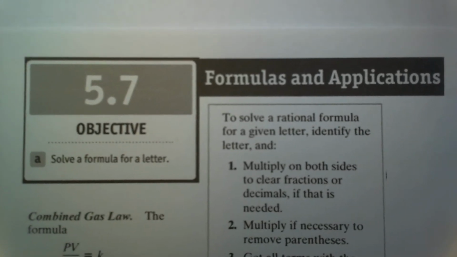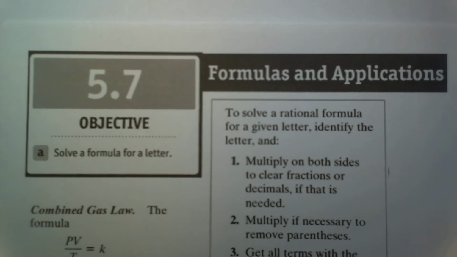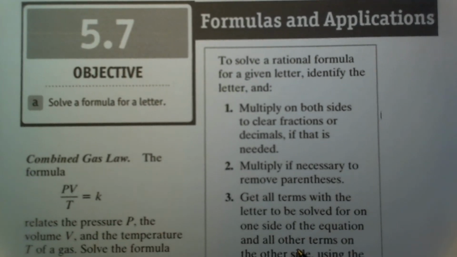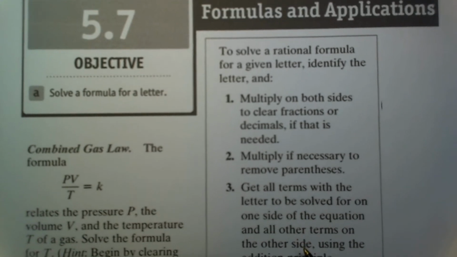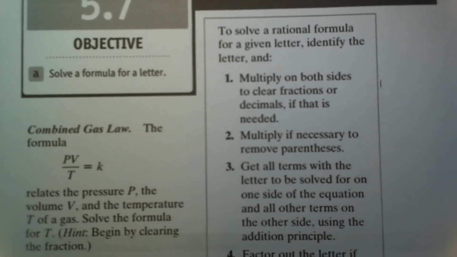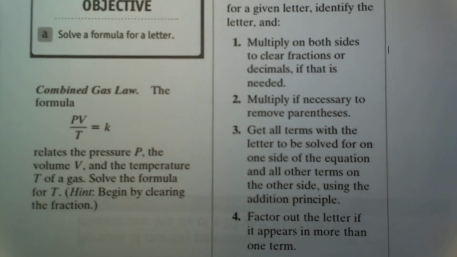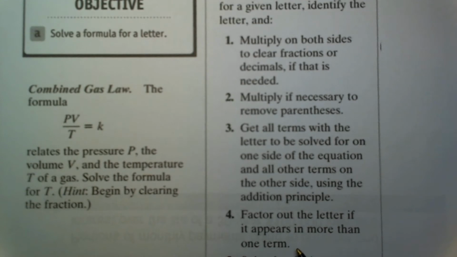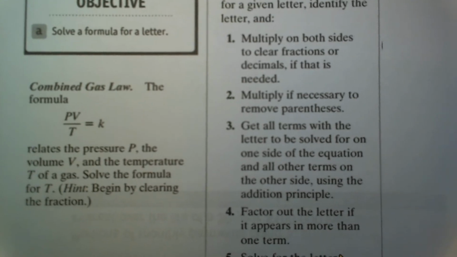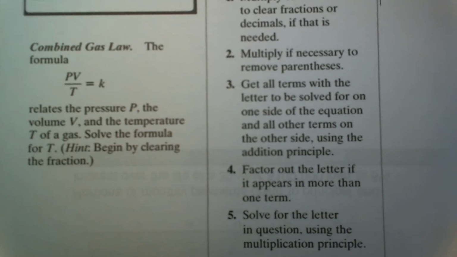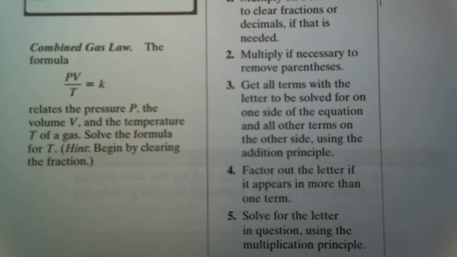Then multiply if necessary to remove parentheses, and then get all terms with the letter to be solved for on one side of the equation and all other terms on the other side, using the addition principle, and then factor out the letter if it appears in more than one term. And number 5, solve for the letter in question using the multiplication principle of equality. So it's very simple, and we're going to do some examples here.